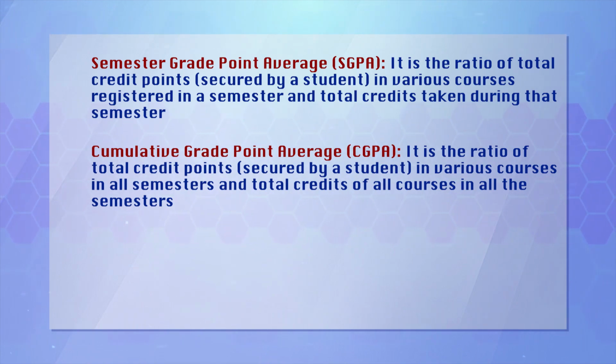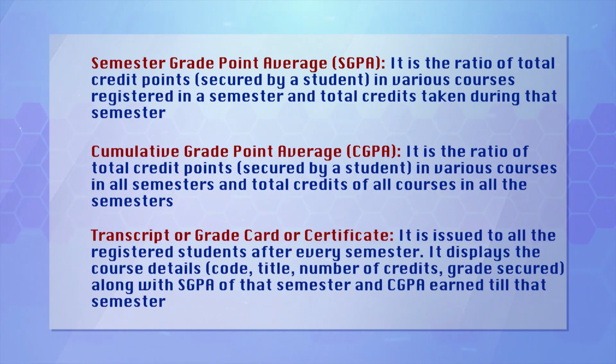In CBCS, either a transcript or grade card or certificate is issued to report the result to the learner. It is issued to all the registered students after every semester. It displays the course details which include code, title, number of credits, grade secured, etc., along with the SGPA of that semester and the CGPA earned till that semester. These are some terminologies used in CBCS.